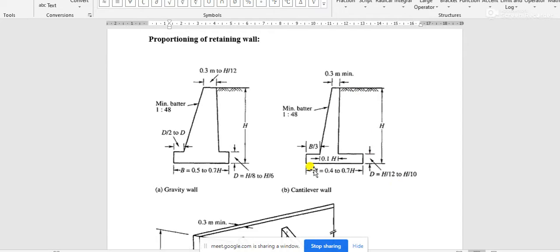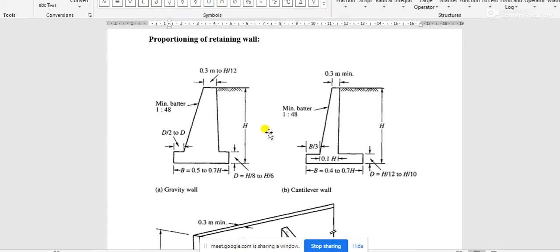That means if I want to take the width of the base slab as 5 meter, and the thickness of the base slab maybe 0.9 meter, then this extension is 0.3 meter. This one is okay, 1 by 50 I can take. This one is 0.3 meter I can take, and this height is determined from the site, that is 10 meter.